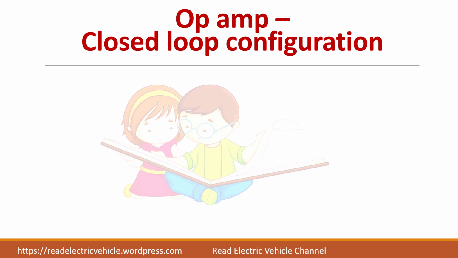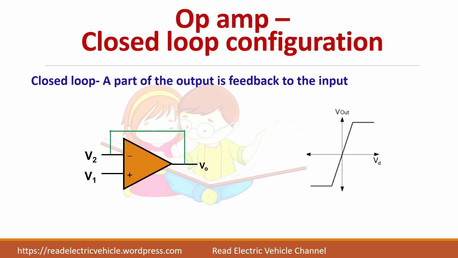We know in a closed loop configuration of op-amp, a part of the output is fed back. You see here V0 is the output that is fed back to the input. By doing this, we are able to operate the op-amp in the linear region so that we will have control over the output.